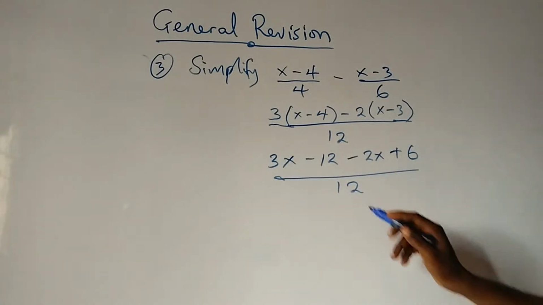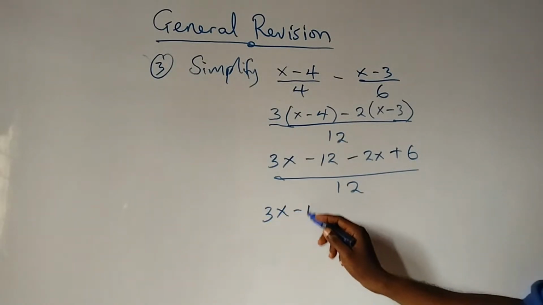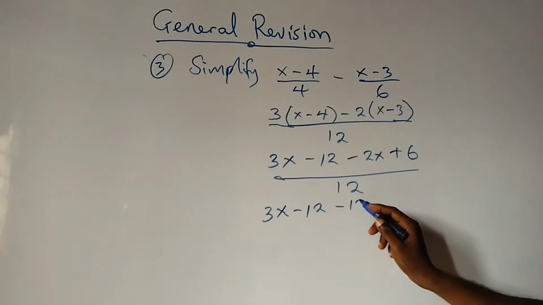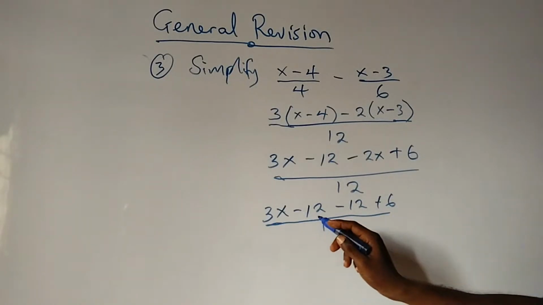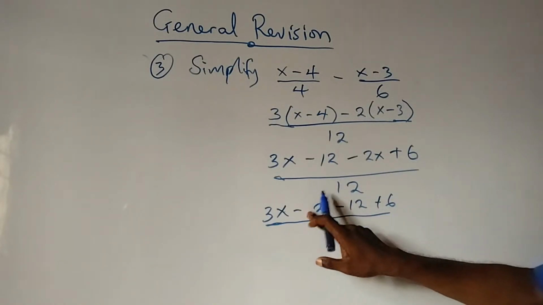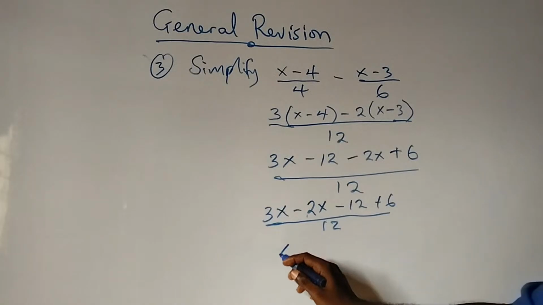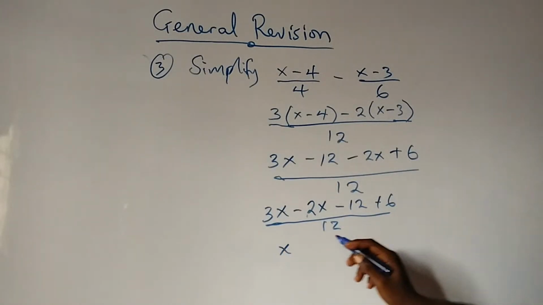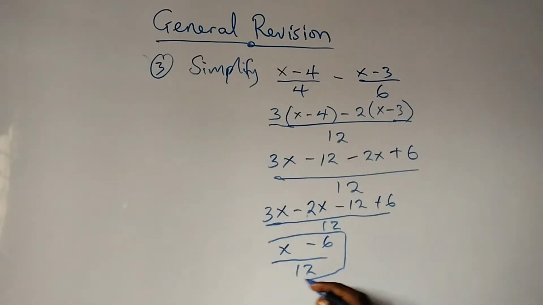over 12. So bring the ones with x together, we have 3x minus 12, also minus 12 plus 6, all over 12. 3x minus 2x gives us x, and minus 12 plus 6 gives us minus 6, and all over 12. So that here we have this as a simplified form of that problem. Okay?